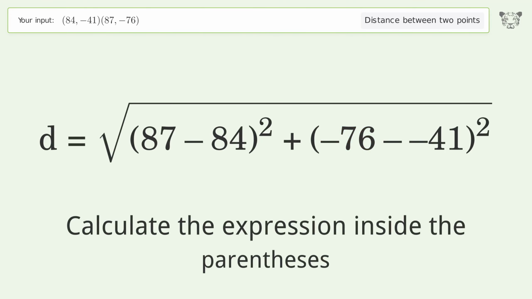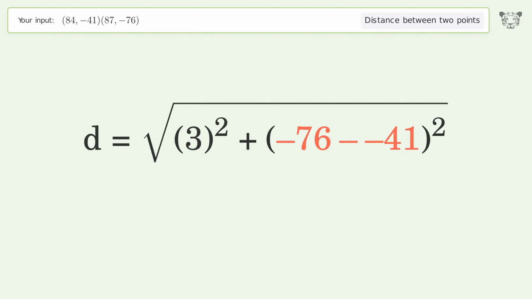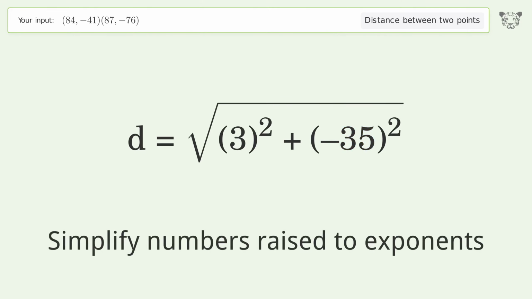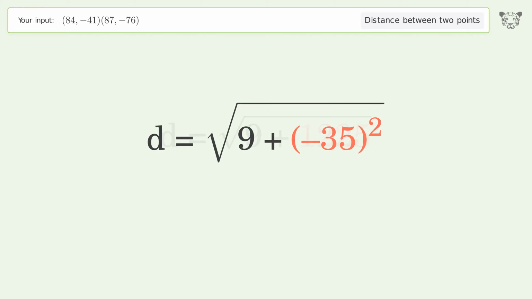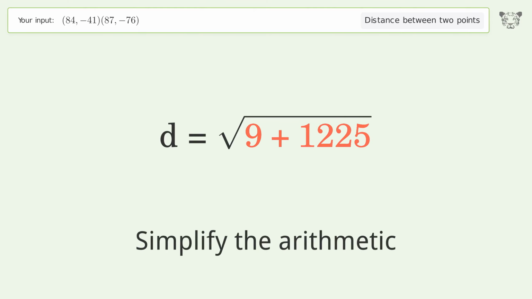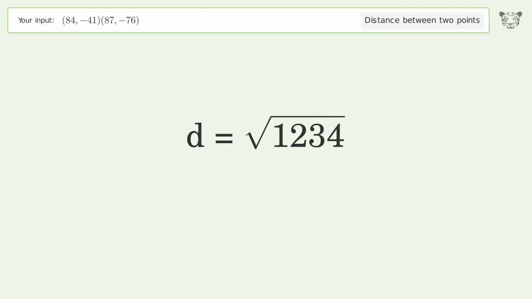Calculate the expression inside the parentheses. Simplify numbers raised to exponents. Simplify the arithmetic. And so the distance between the 2 points is the square root of 1234, or 35.128.